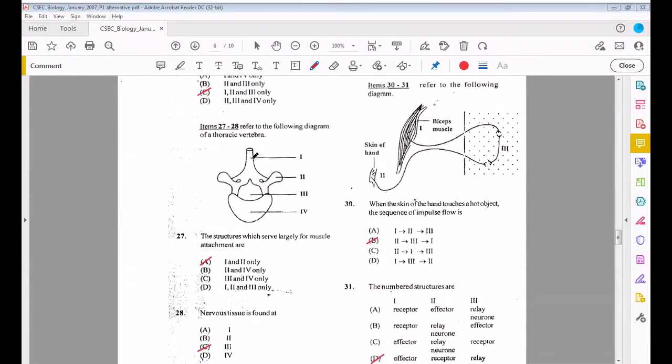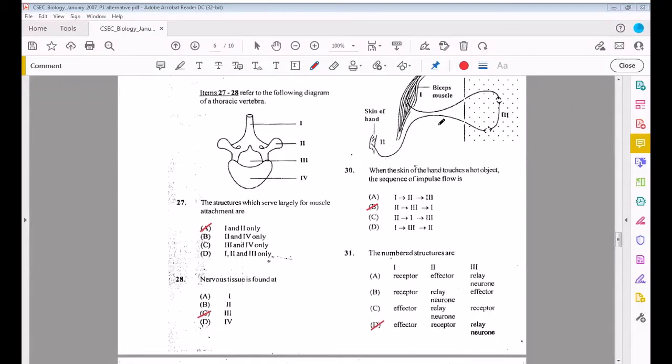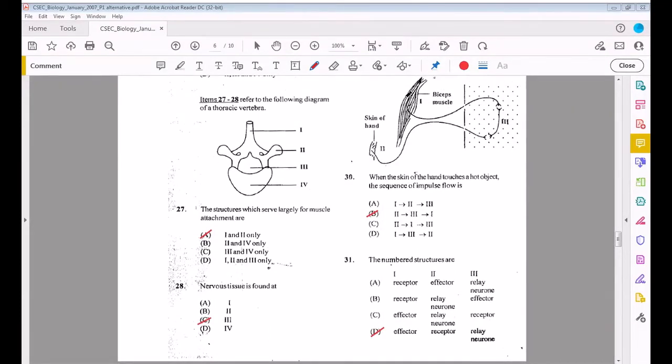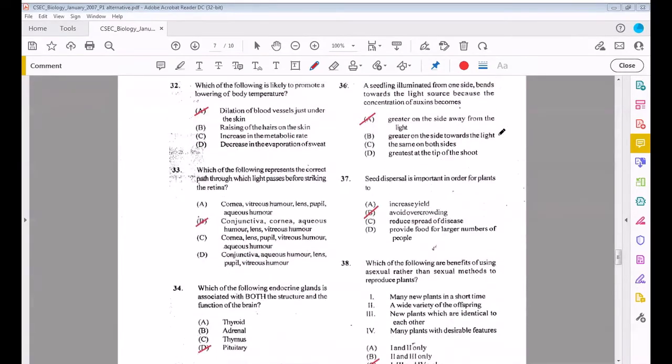Item 30 to 31 refers to the following diagram. So again, we have this whole setup, the reflex arc here. 30. When the skin of the hand touches a hot object, the sequence of impulse flow is B, from 2 to 3 to 1, and the numbered structures are: 1 is the effector, 2 is the receptor, and 3 is the relay neuron or the intermediate neuron.